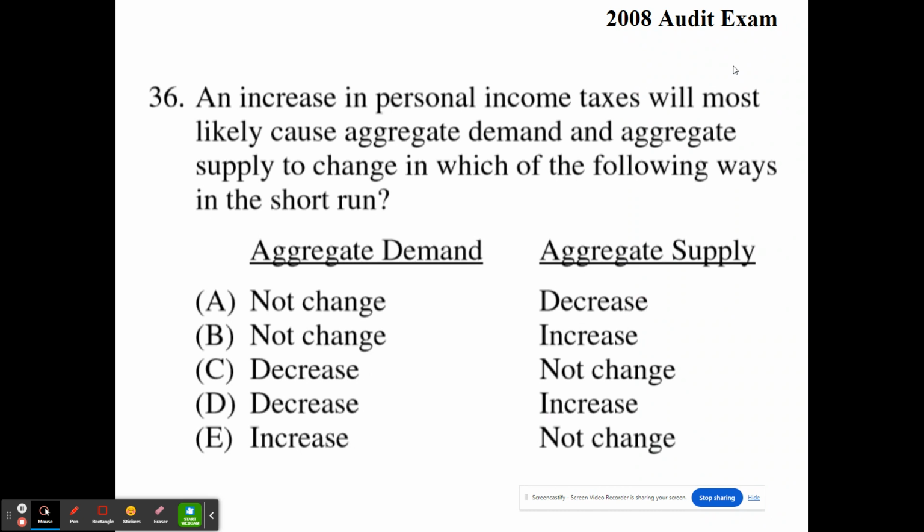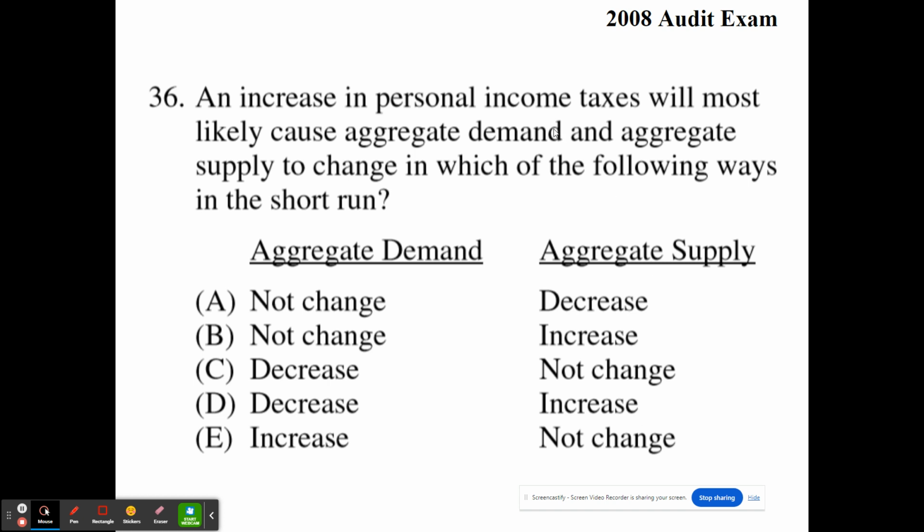Okay, our next one doesn't necessarily relate to fiscal policy, but it's talking about taxes. So we can throw this in there as a good practice anyway. An increase in personal income taxes would most likely cause aggregate demand and aggregate supply to change in which of the following ways? We're talking about income tax, so it'll have no effect on aggregate supply. So right off the bat, I like option C, and I like option E.